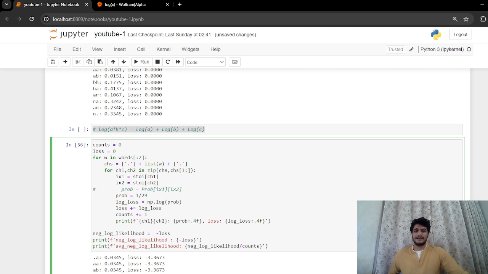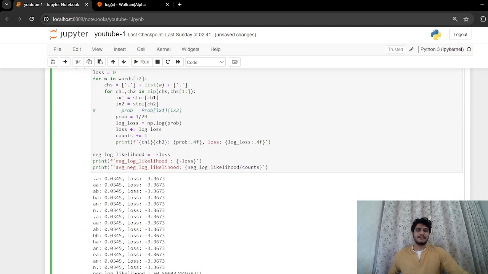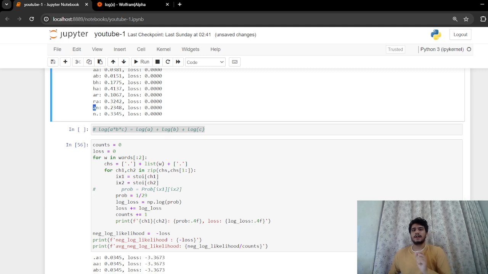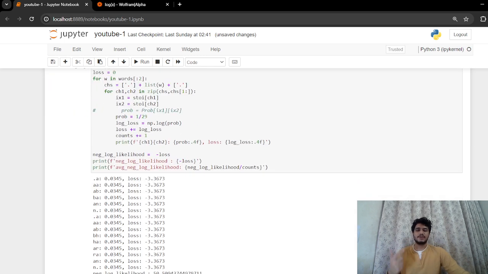So let's try the trigram language model, which would use two contexts. Now we are using one context. Next, we can use two previous characters to predict the third one. I want you guys to try that out, and I'll show you how it's done in the next video.